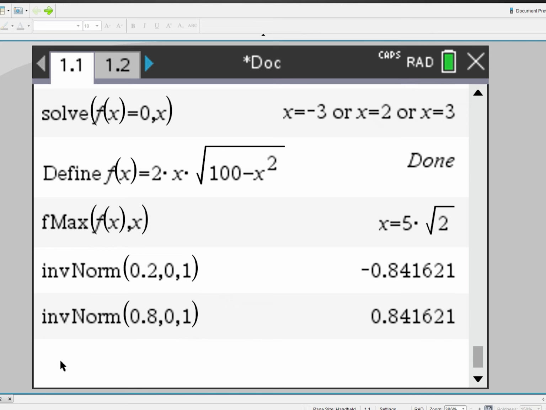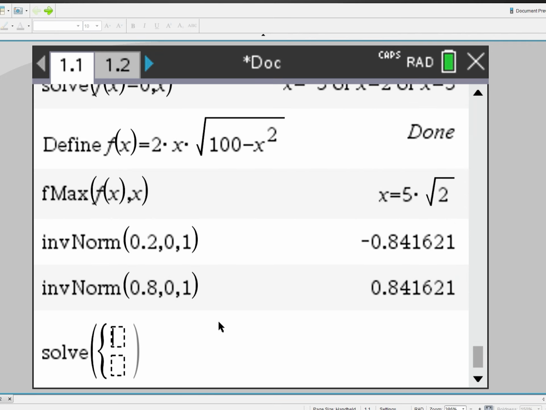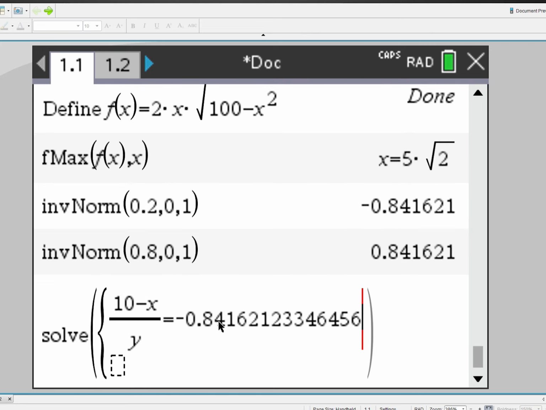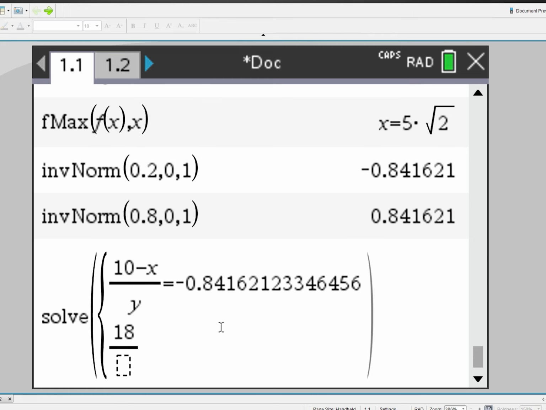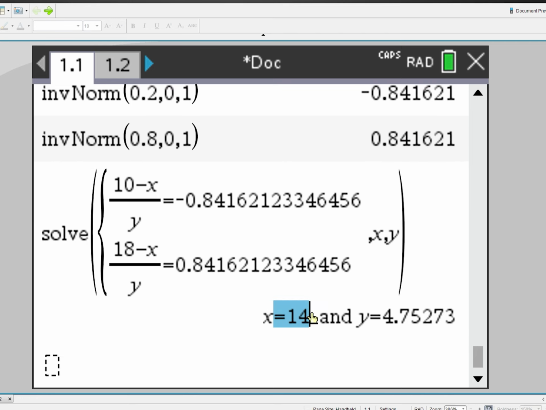Now we can simply find the mean and standard deviation using this. So our first equation, so solve, I'm going to say we are solving a system of equations. Alright, so 10 minus x on y is equal to negative of this, and then we have 18 minus x on y is equal to this, Control C, Control V, comma x, comma y. Okay, so there we go. So this here is going to be our mean, and this here is going to be our standard deviation.